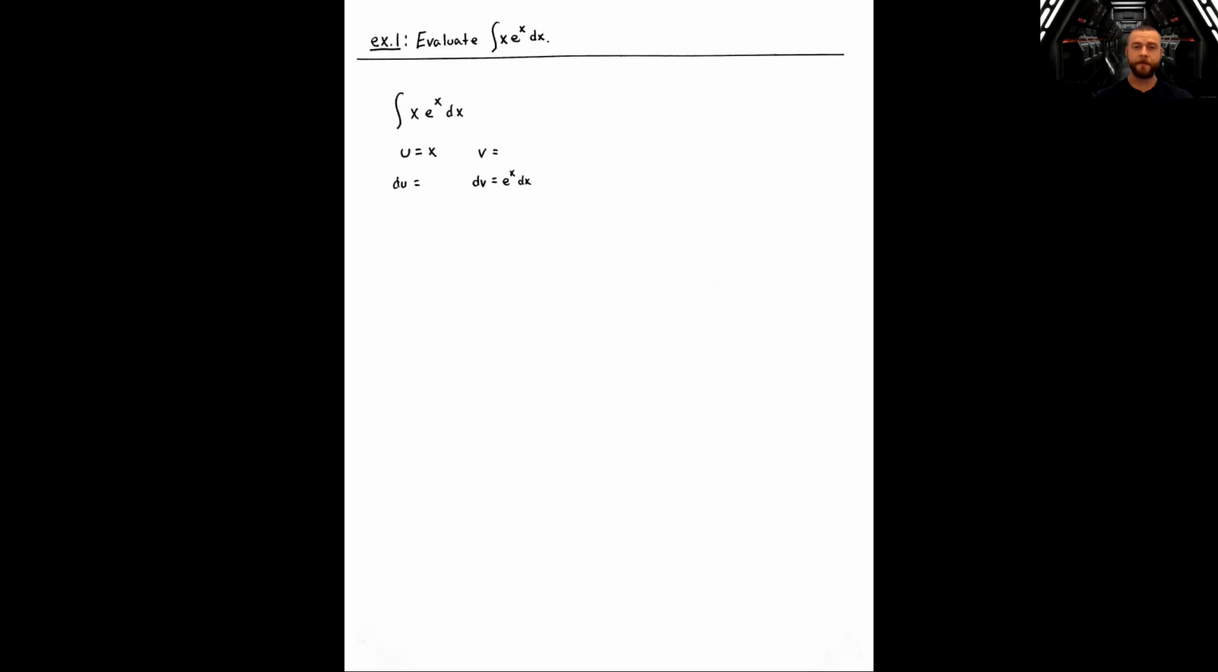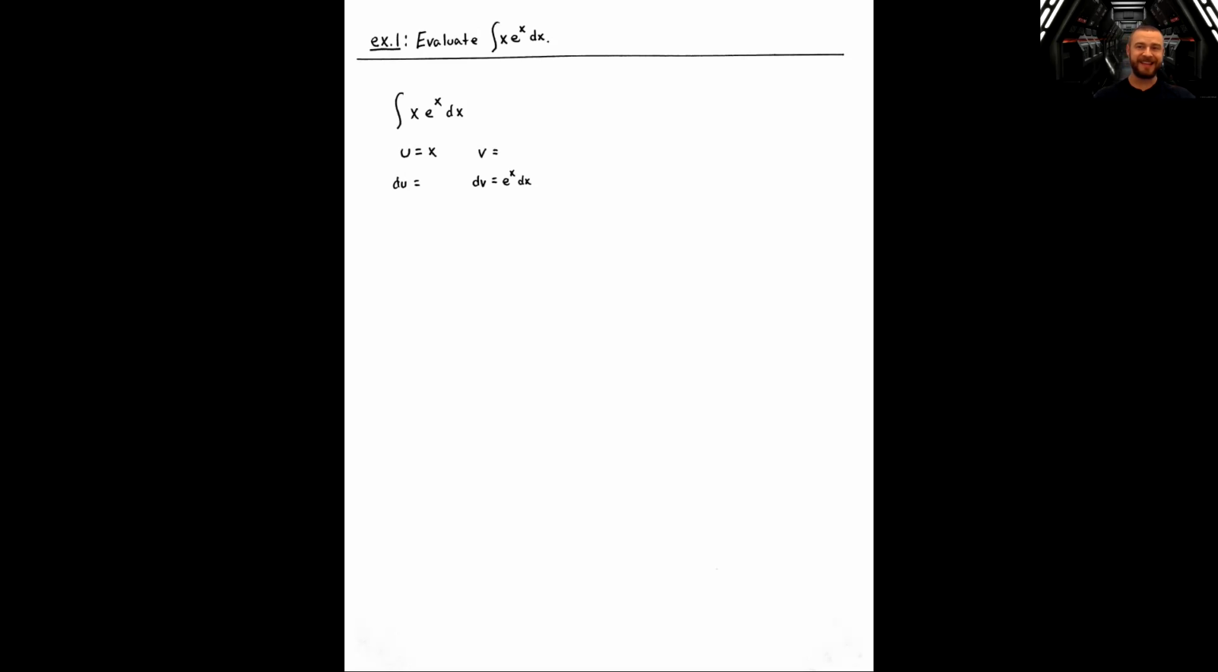Okay, so let's go through here. Remember, you choose u and you choose dv. So we're going to choose here u. Let's try u as x. The derivative of x, 1, is simpler. We'll choose dv as e to the x dx. Don't forget that differential. E to the x is easy to integrate. So these choices seem to meet our guidelines.